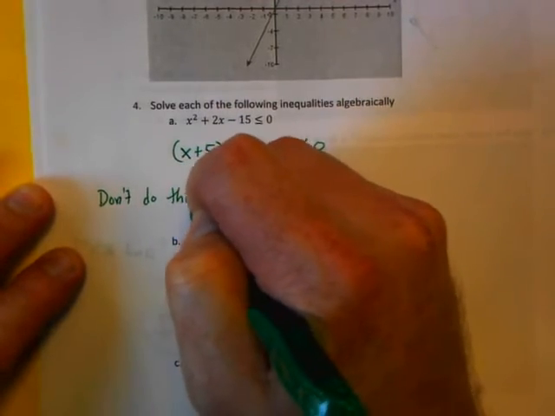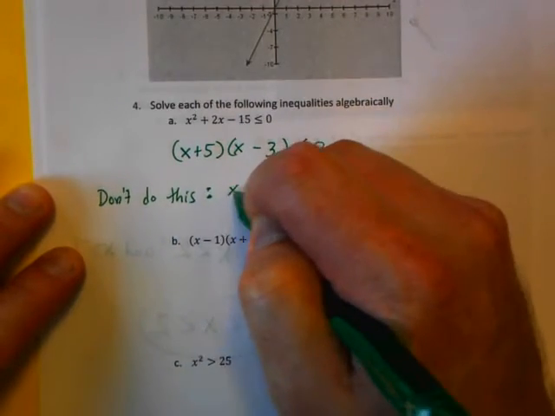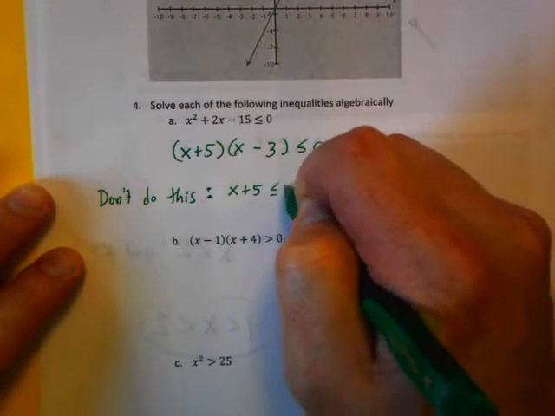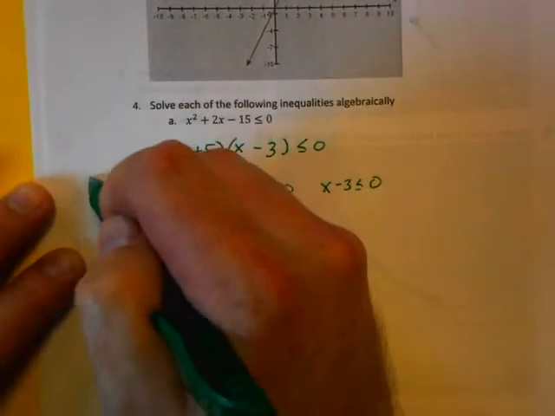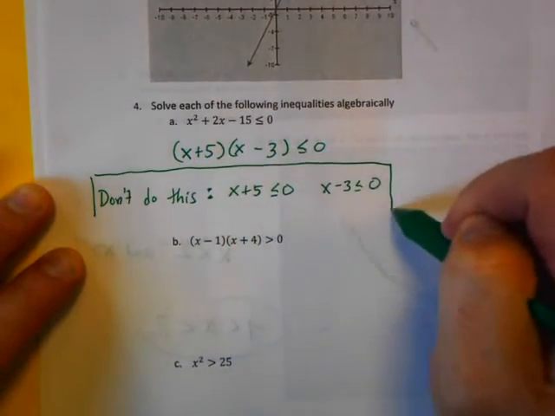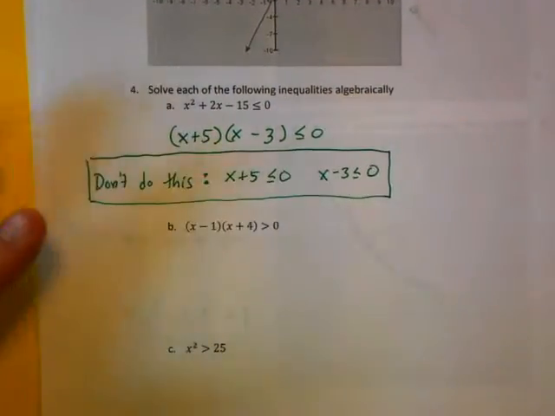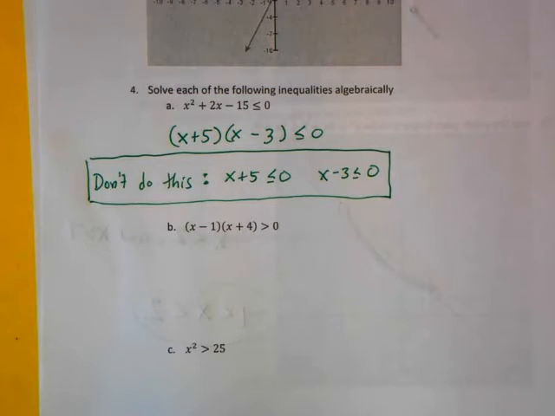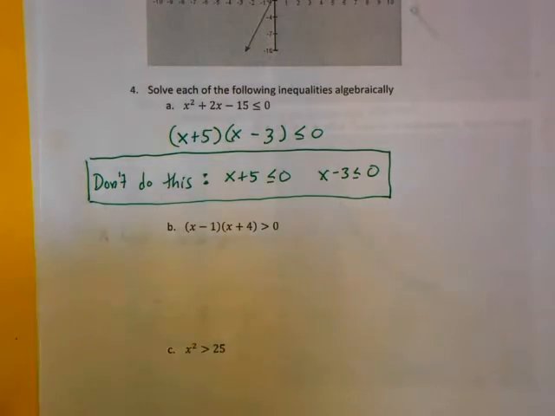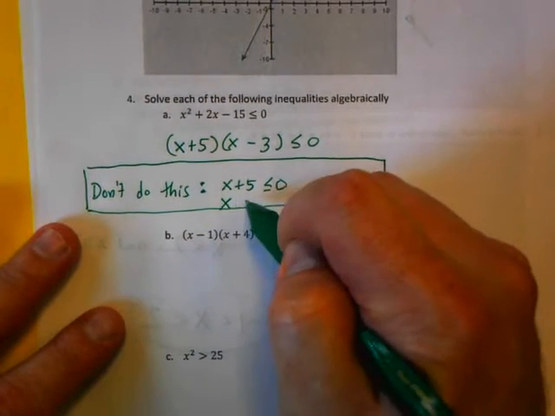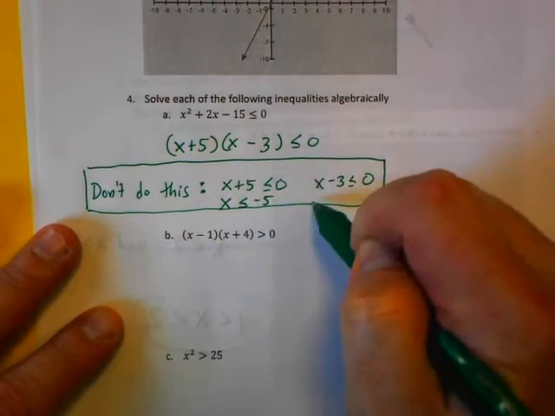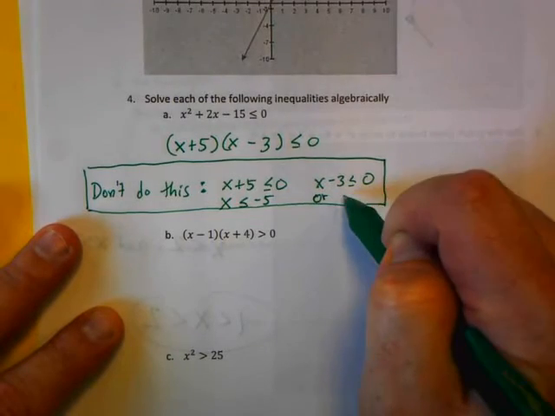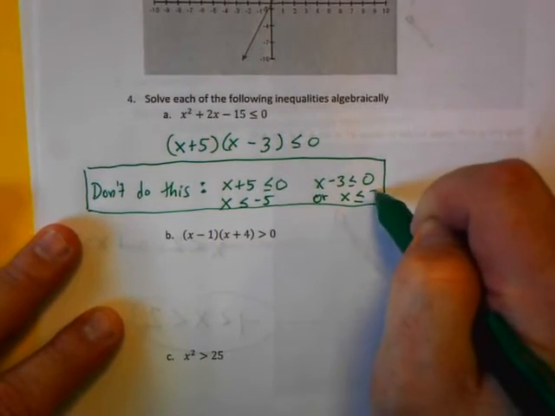This is what makes sense. Unfortunately, it doesn't work. It would make sense to take x plus 5 less than or equal to 0 and x minus 3 less than or equal to 0. That's your first guess at what makes sense. What's wrong with it? Well, we get x less than or equal to -5 or x less than or equal to 3.